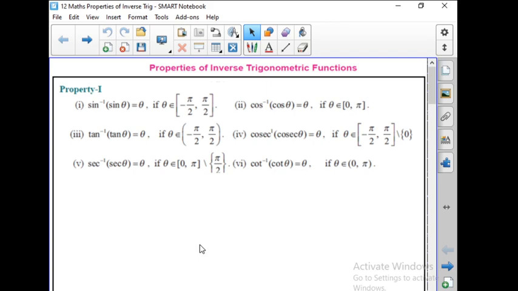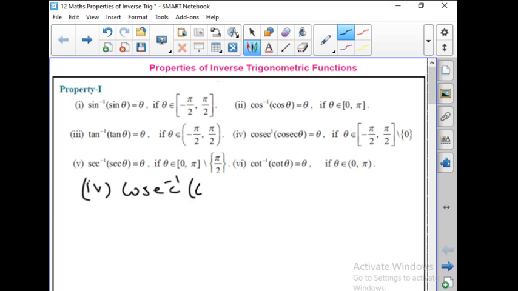Now in your book, the first one is proved. So I will prove the fourth one. All can be proved in the same way. I will prove only the fourth subdivision. What we have to prove is cosecant inverse of cosecant theta is equal to theta if theta belongs to closed minus pi by 2 comma pi by 2 except 0. Okay, 0 is removed from this.